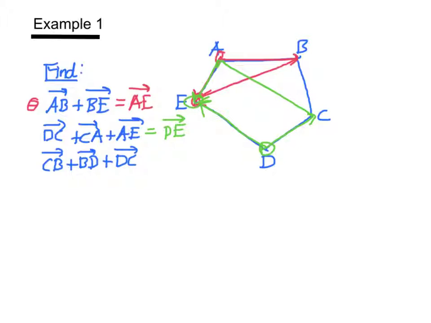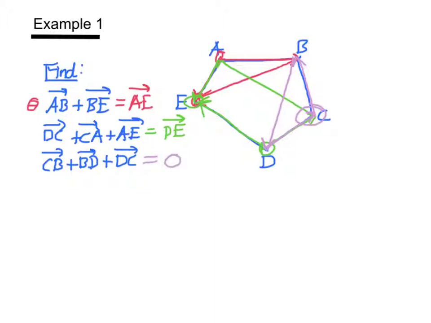Okay, and the last one I'll do in purple. I'm going to start at C and go to B, and then from B to D, and then from D back to C. So I start and I end at the same point. This means my displacement's really zero. I haven't really gone anywhere, or I came right back to where I started.